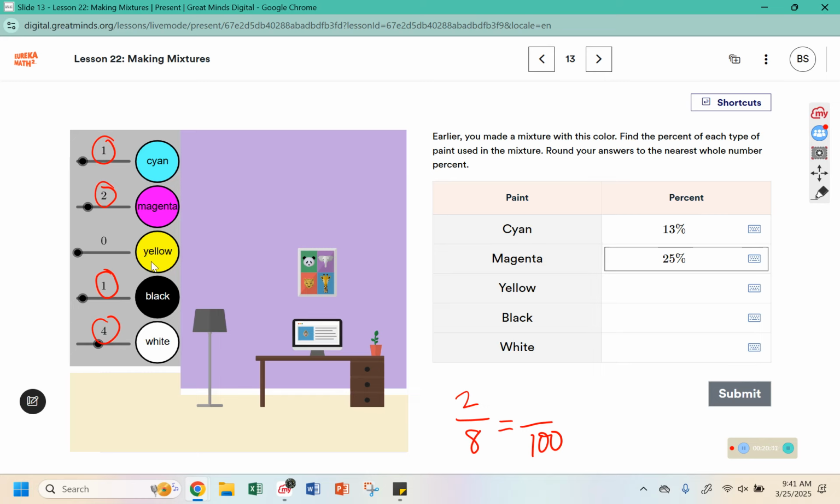I have 0 yellow, so 0 out of 8 is going to be 0%. Black is also 1 out of 8, which matches the cyan. And white is 4 out of 8. Cross multiply and divide here, and we get 50%.